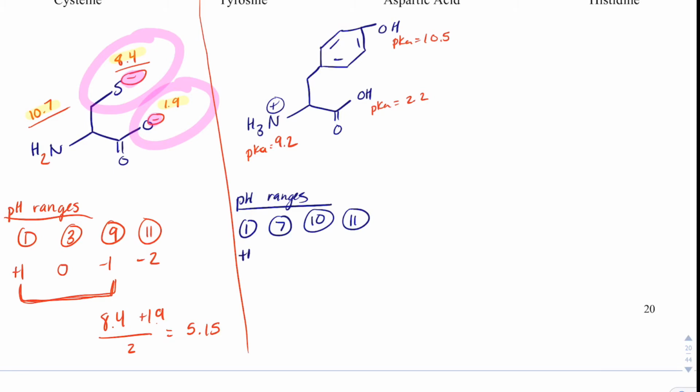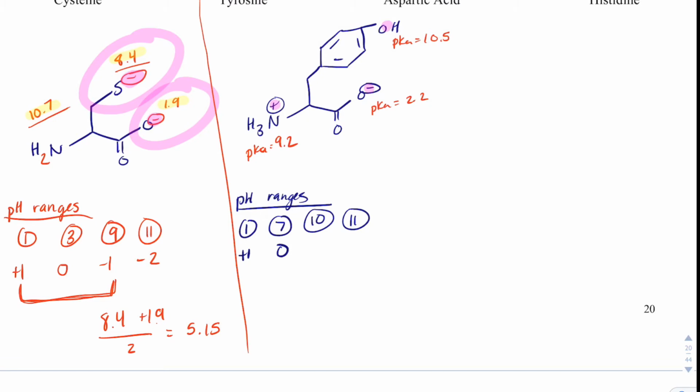Now, I'm going to go to a pH of 7. What changes? Well, my alcohol group in my carboxyl end has a pKa of 2.2, so that's now going to be deprotonated. And so when I add up my charges, I have plus 1, 0, and then neutral, so overall 0.